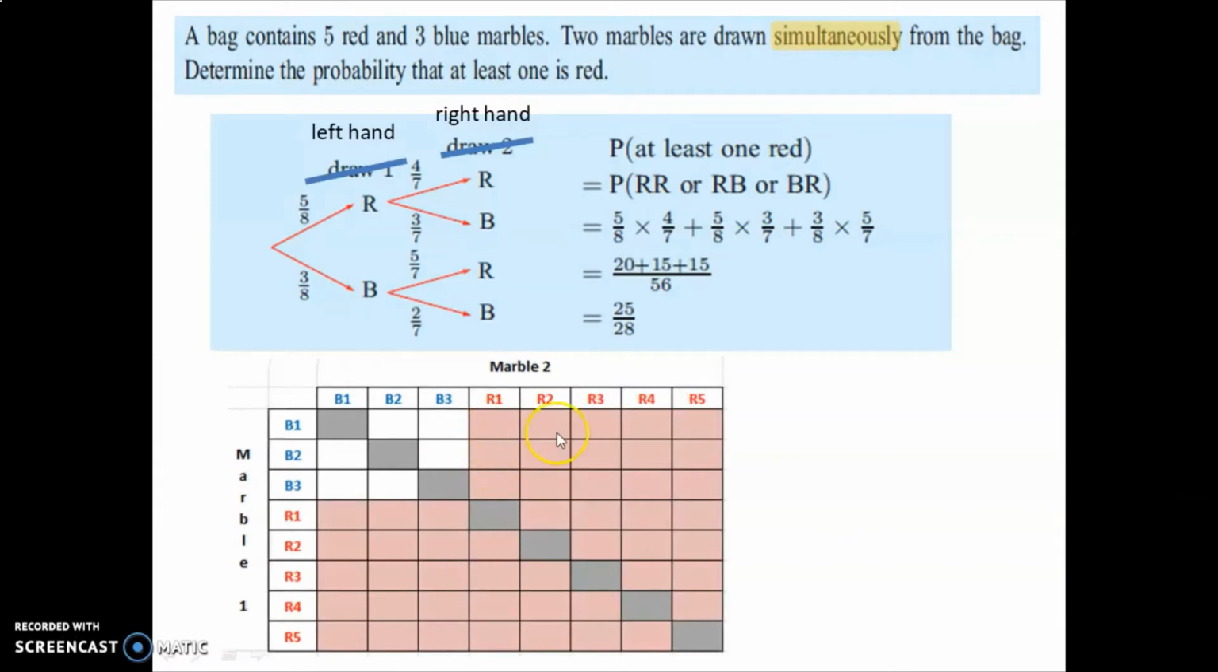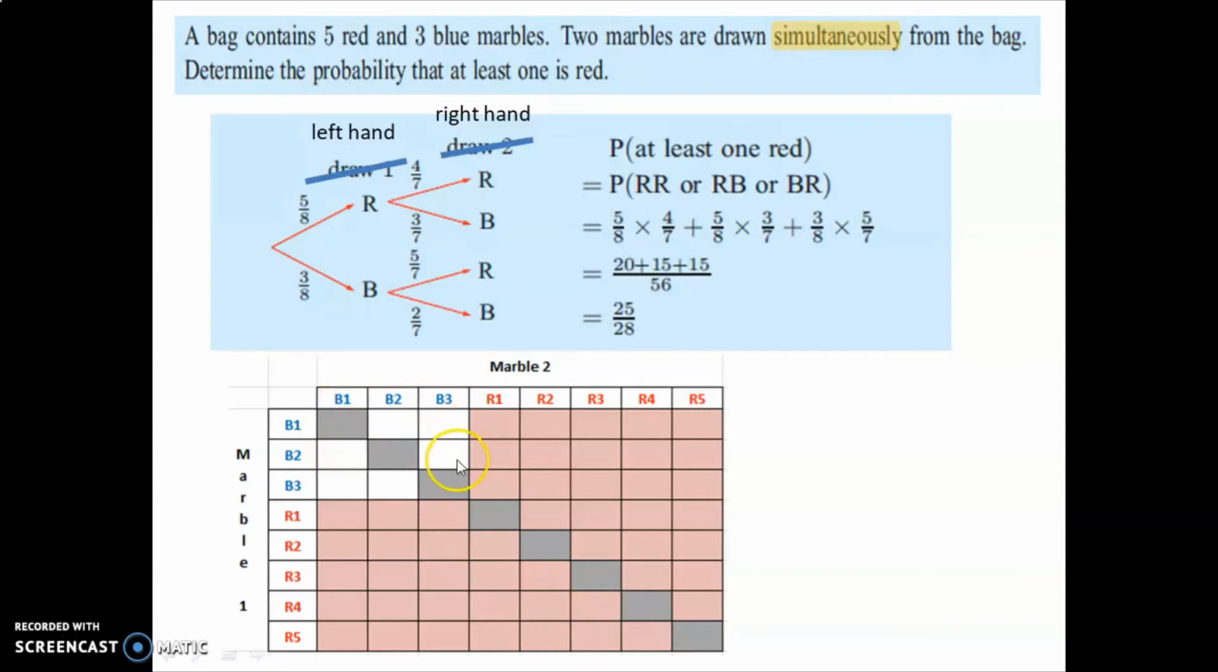And then we think of which of these represent at least one red. So I'm going to shade those. All these shaded boxes represent at least one red marble. For example, blue number one and red number one, that's at least one red. Or for example, red number 4 and red number 2. If we're holding those two, that's 2 reds, so that's at least one red.